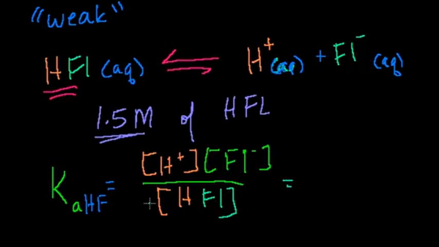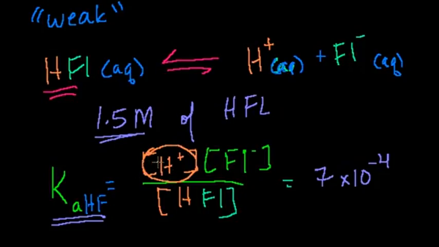And if you look this up at 25 degrees Celsius, roughly room temperature, I believe, you get a constant value here of 7 times 10 to the minus fourth. So, if I have 1.5 molar of hydrofluoric acid, can I figure out what the pH is? Remember, I want to solve for this right here. If I solve for the hydrogen concentration, and then take the negative log of that, then I know its pH.